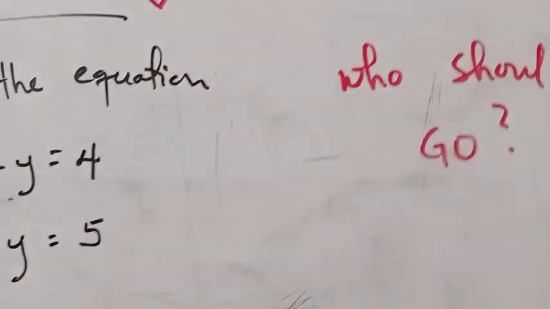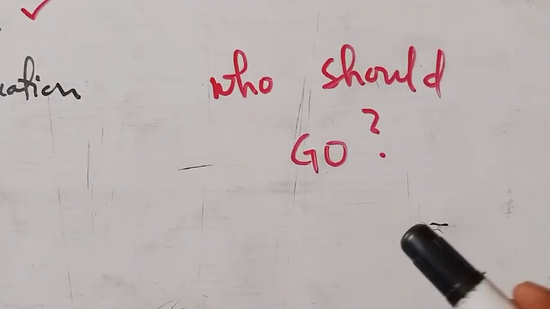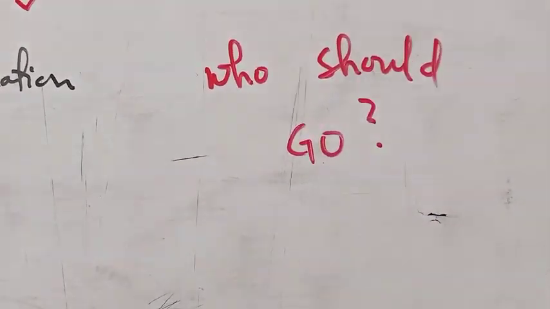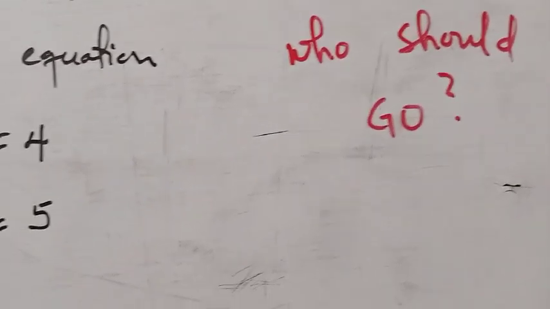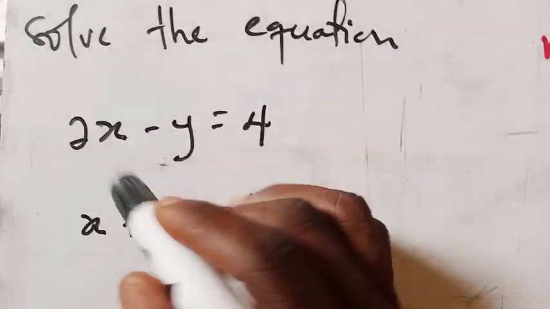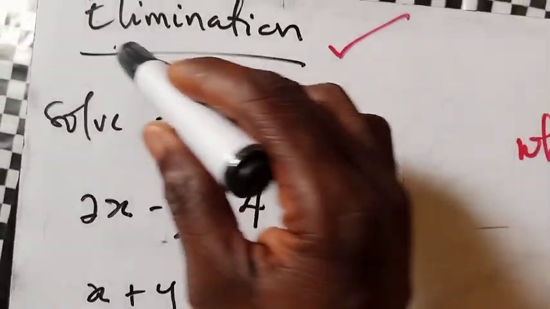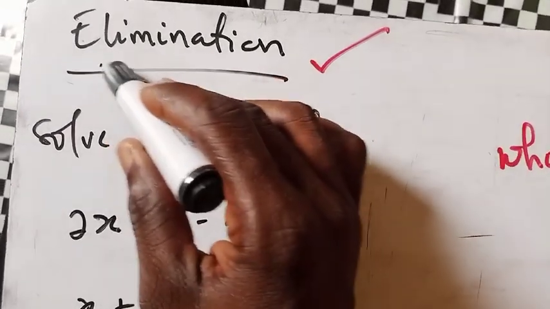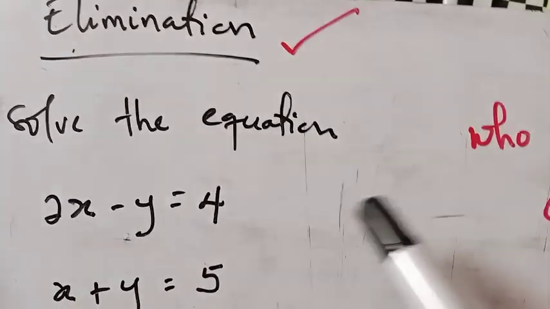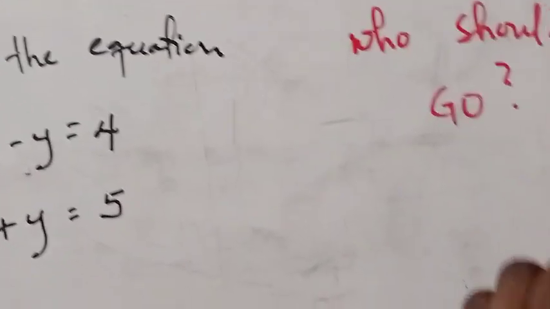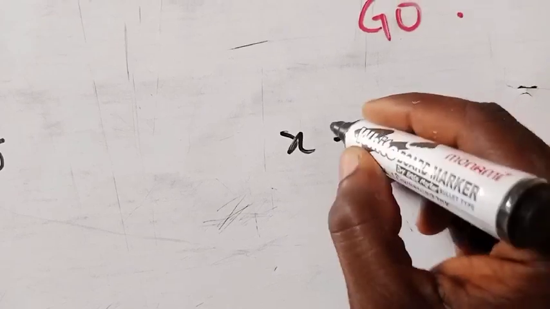Simultaneous equations. Now the question you should be asking yourself is: who should go? That is the point here, right? Who should vanish? What I mean is that we have two variables here, x and y. Which one are you going to eliminate? The meaning behind this word is that one variable should vanish, or should not exist again.